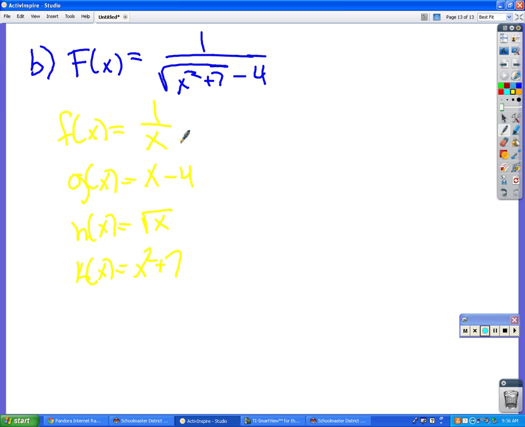I can't divide by 0, right? So this thing right here can't equal 4. So we could do some math and figure that out. You could say, the square root of x squared plus 7 can't equal 4. How do I solve that? Square both sides. So x squared plus 7 can't equal 16. How do I solve that? Subtract 7. So x squared can't equal 9, which means x can't equal 3 or negative 3. So you can use that to figure out your domain. All right?